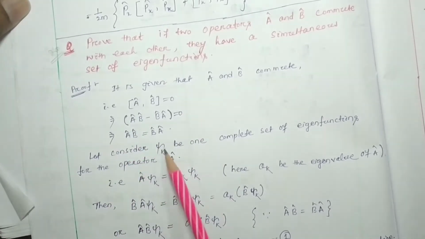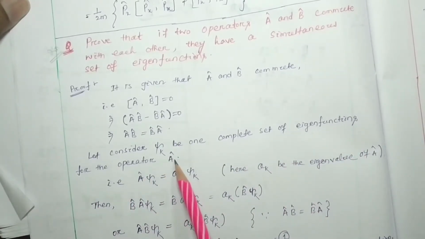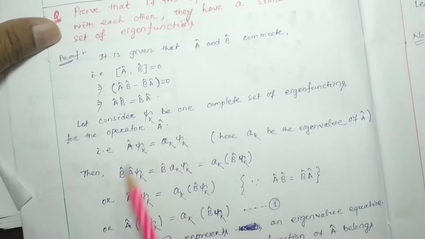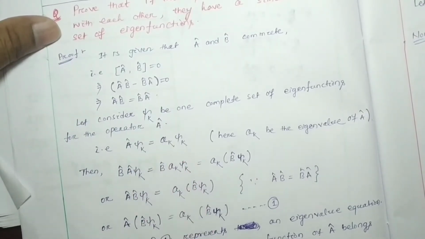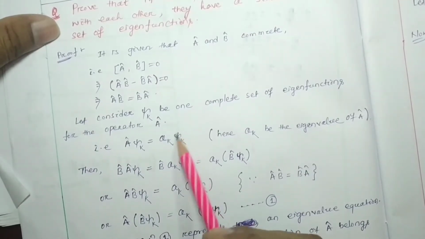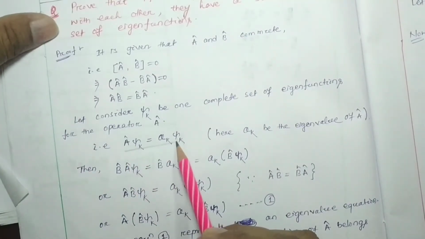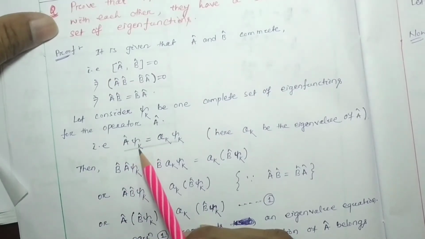Let us consider psi k to be one complete set of eigenfunctions for the operator A. Let psi k be the eigenfunction of the operator A. So here A operates over this function, it will give an eigenvalue, and the same eigenfunction will be present at the right hand side. This is nothing but the so-called eigenvalue equation for the operator A cap, because this psi k is an eigenfunction of the operator A cap.